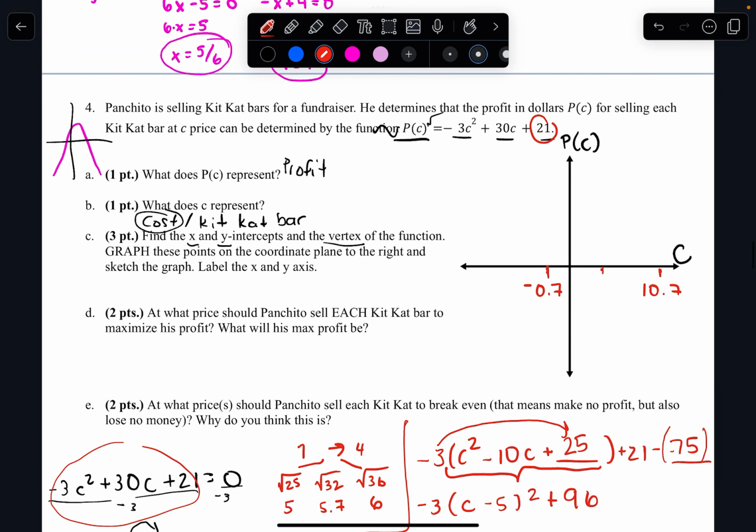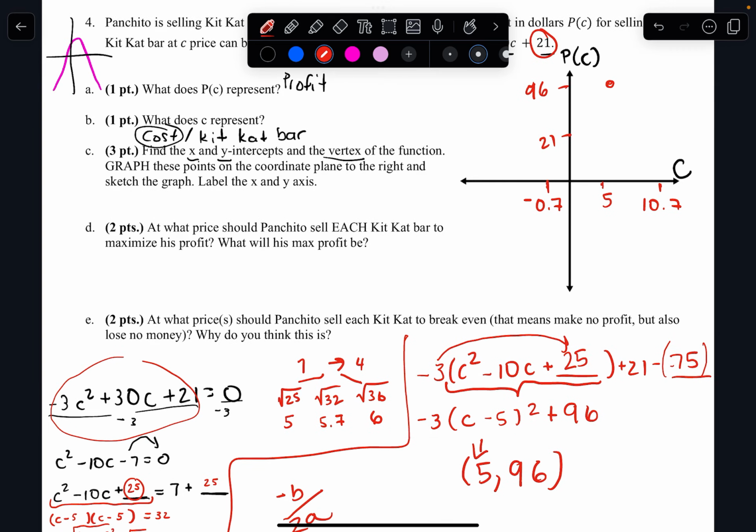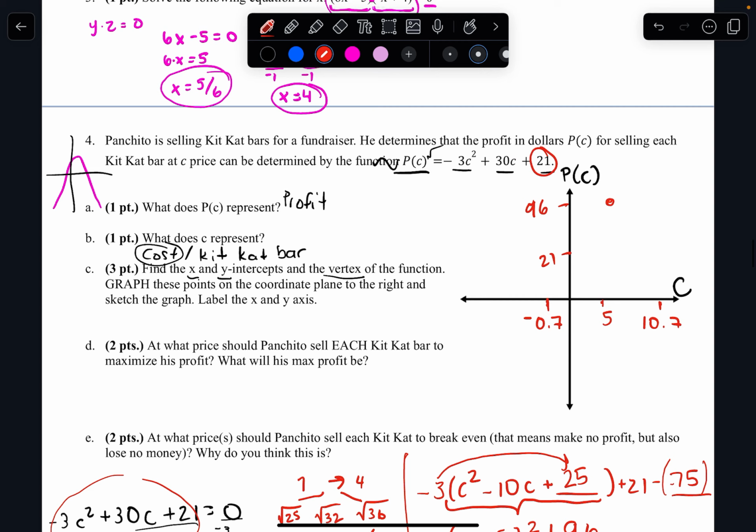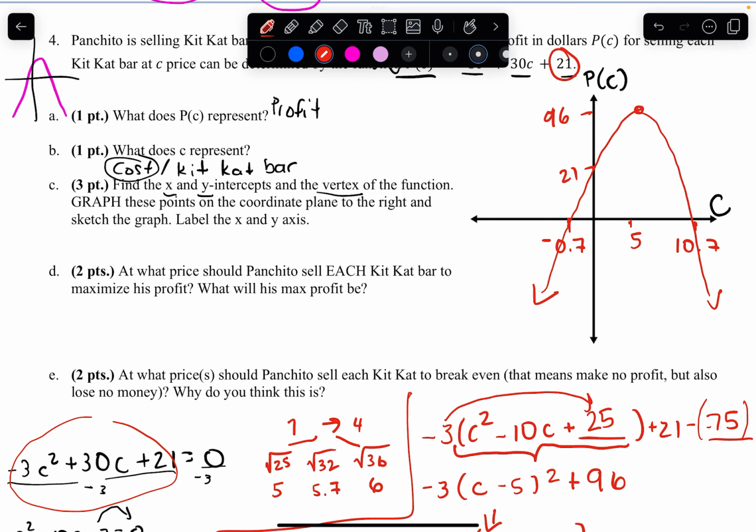Okay, so first I know that my y-intercept is 21, and then my max is going to be 96. Remember, this is not up to scale. The x value we said should be around 5. It ended up being exactly 5, which is great. And now I'm just going to connect the dots carefully. Bam.